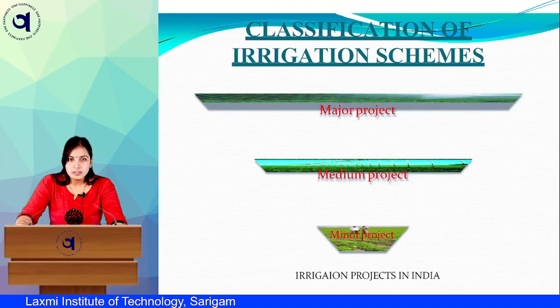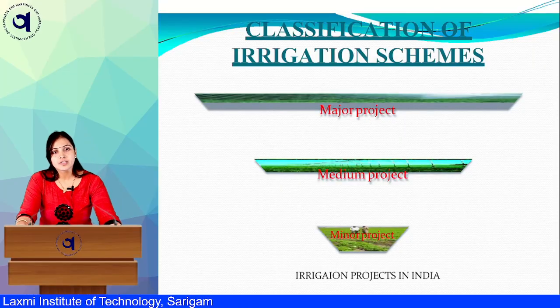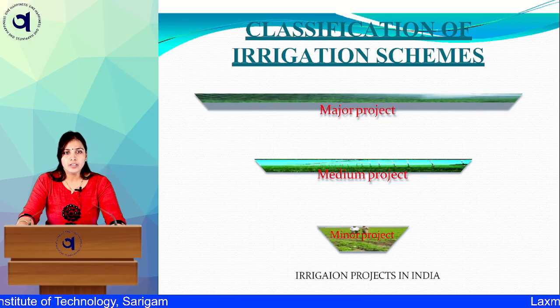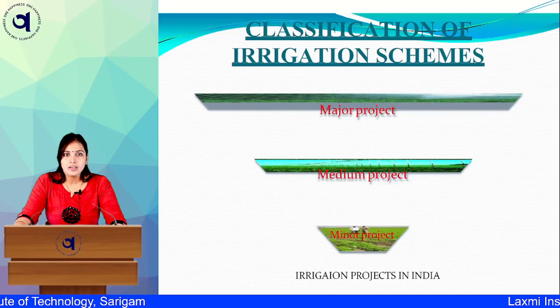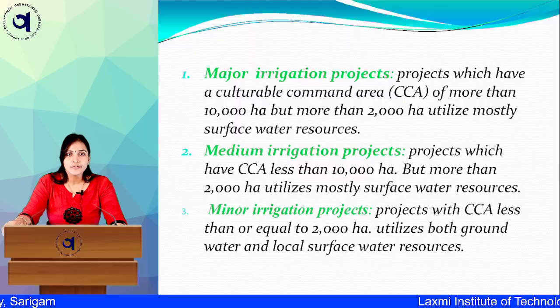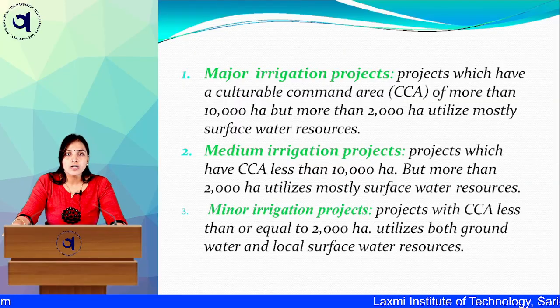Now, classification of irrigation schemes. We have divided the irrigation schemes into three parts: major projects, medium projects and minor projects. Now what is minor, medium and major projects? How can we classify it? Major irrigation projects are projects which have a cultivable command area of more than 10,000 hectares, but more than 2,000 hectares utilize mostly surface water sources.